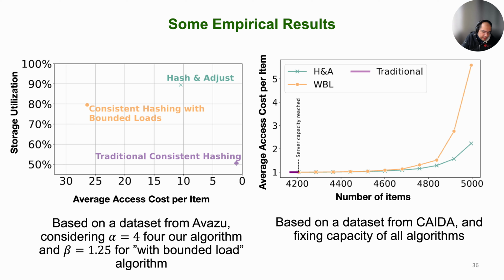And on the other hand, this is what we heard from the practical point of view. Sometimes we want to fix the capacity, and for the fixed capacity, the traditional algorithm might not be able to tolerate that, because when the number of items reaches that fixed capacity, it cannot go over that. So it would fail at some point, but because our algorithm and the bounded load algorithm can move items around, they can store as many items as the sum of the capacity will allow. But here we can see that the access cost of our algorithm is much better compared to the bounded load algorithm. We have many more empirical insights in our full paper.